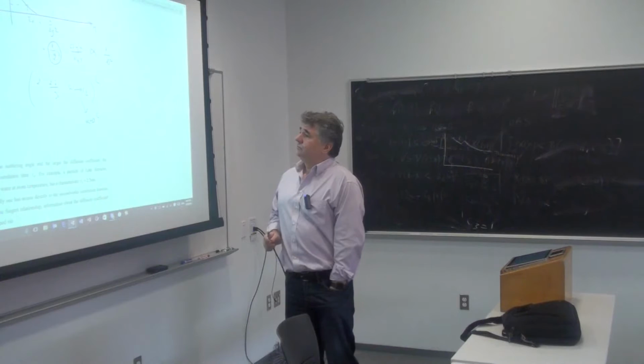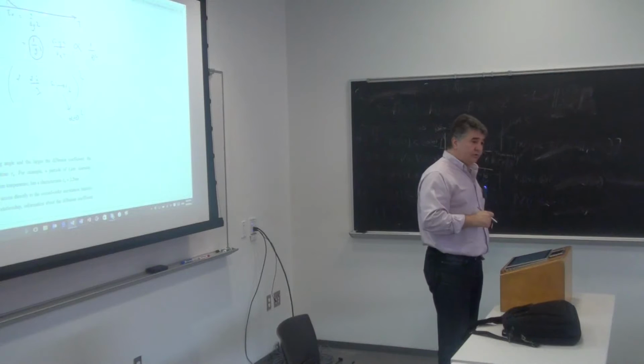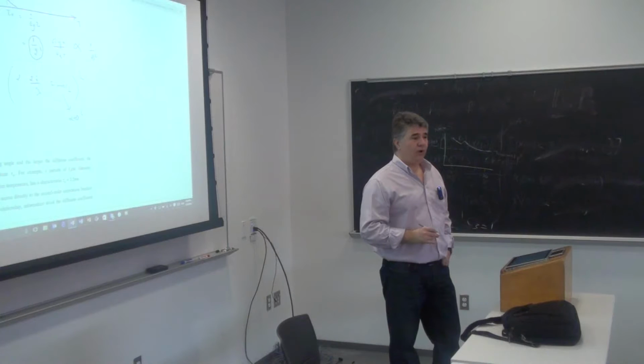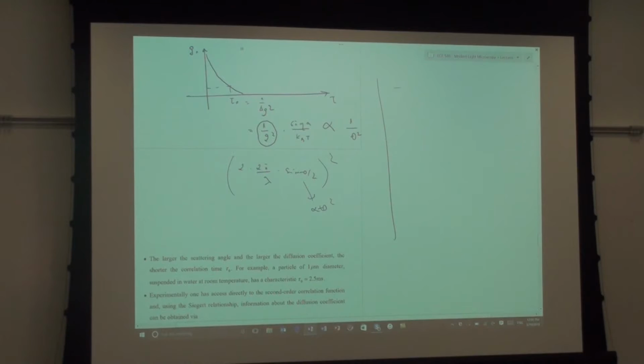Okay. Why is that? Why is it that theta is important? Do you have an intuition for that? Why is tau changing with theta? Well, basically, tau naught is the time it takes, on average, for the particle to move a distance 2 pi over q. So, in a way, tau naught is this decoherence time, if you like. It's the time it takes to lose coherence, lose correlation, right? And that happens when you basically travel over more than one wavelength.